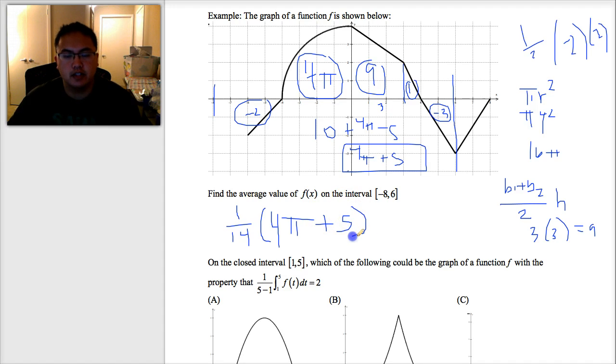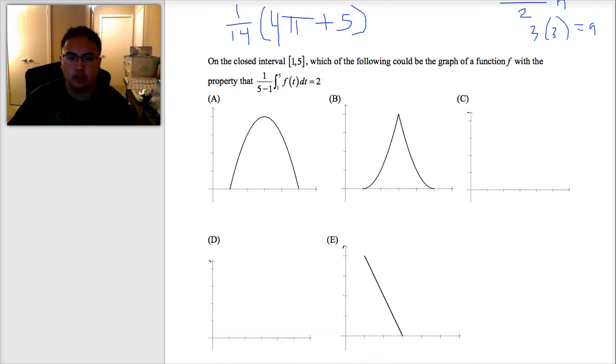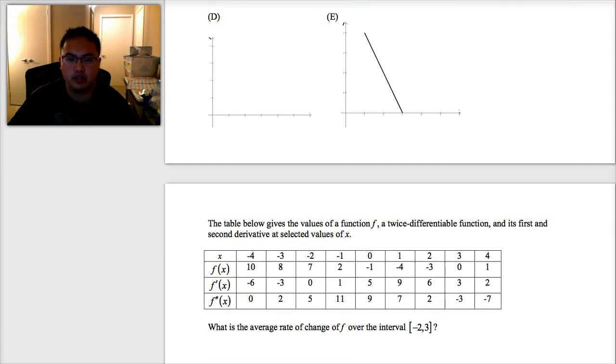It's not a clean answer, but it's the answer. Okay. Any questions about that? It's not so bad. Okay. This one I'm going to skip over. Which of the following? It's going in reverse. They're giving you the formula, and they want you to figure out the graph. But we're going to skip over that.